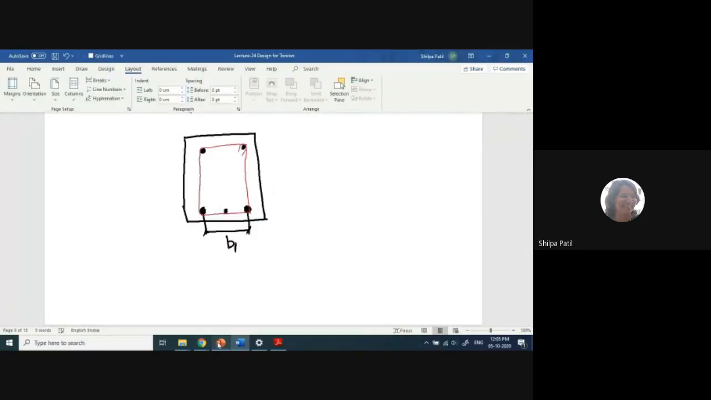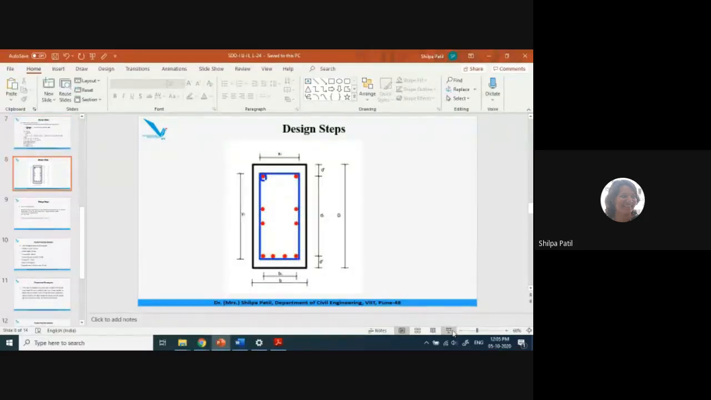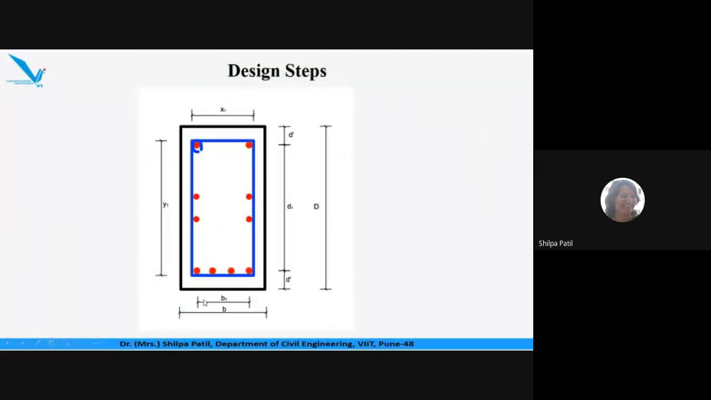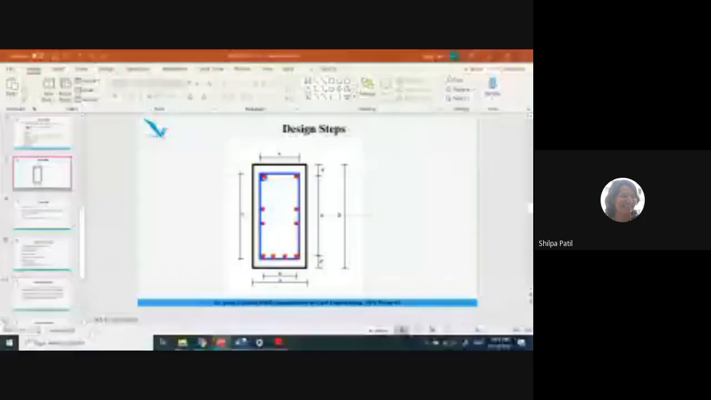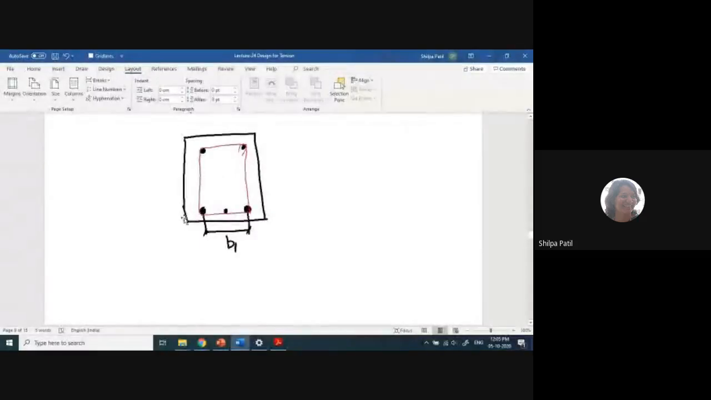So if I go back to the diagram which we have already drawn here, what is B1? B1 is the center to center distance between the corner bars. The same is shown over here. So I have to deduct this part, which means the side cover. The side cover is assumed as 30 mm, right? We have assumed it as 30 mm.